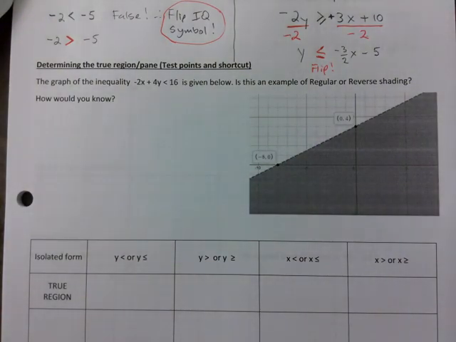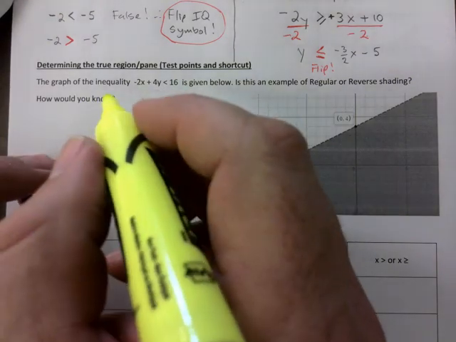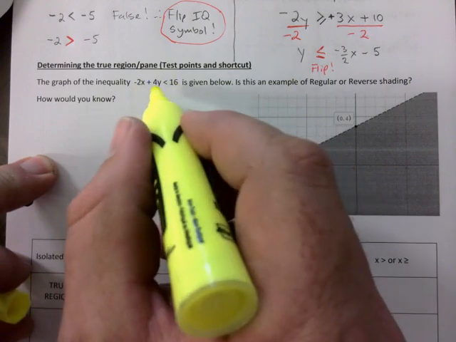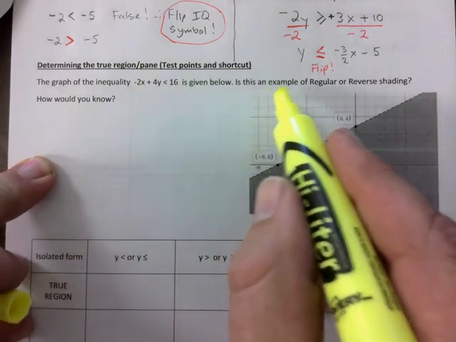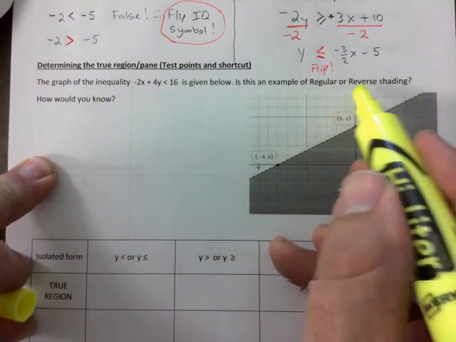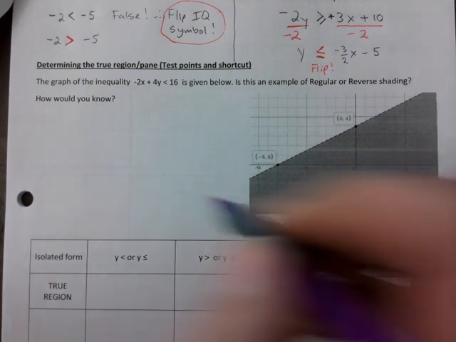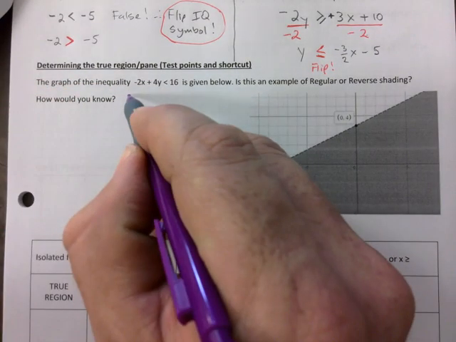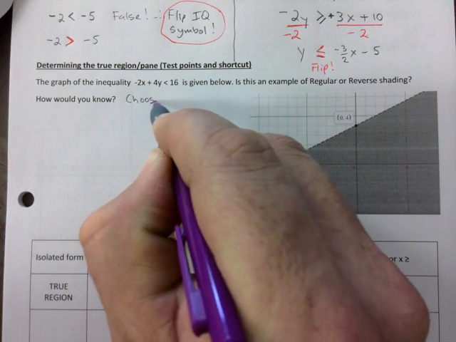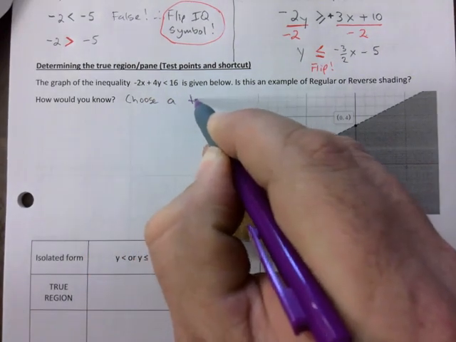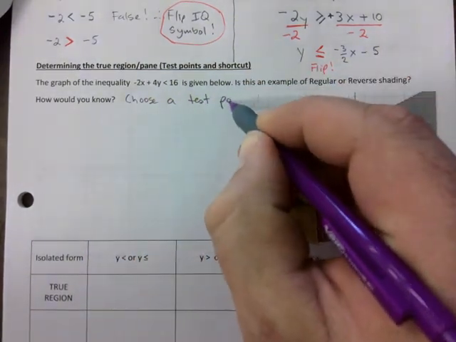Am I going to show you the shortcut right away? Okay. So the graph of this inequality is given below. This is an example of regular or reverse shading. How do we know? This is how we would know for sure. Choose a test point.